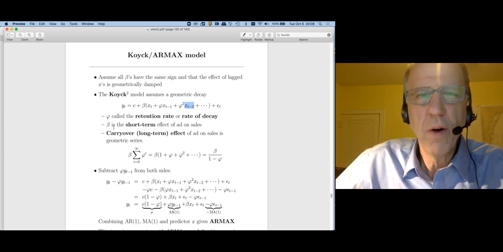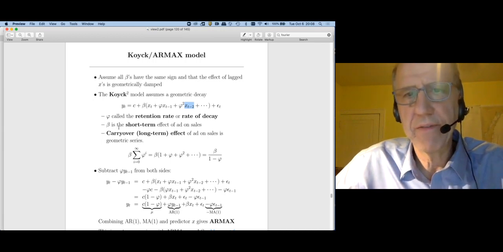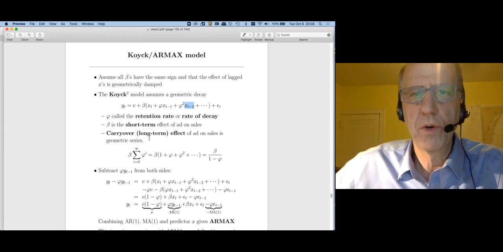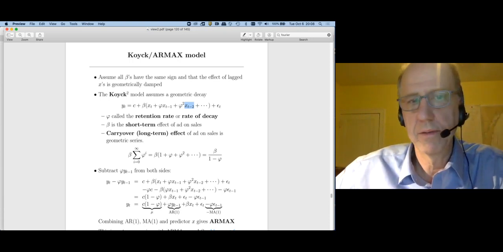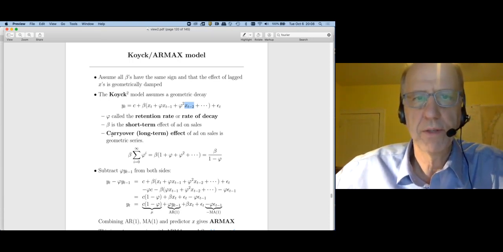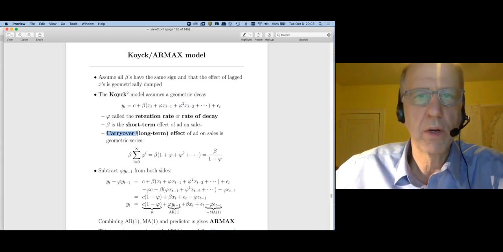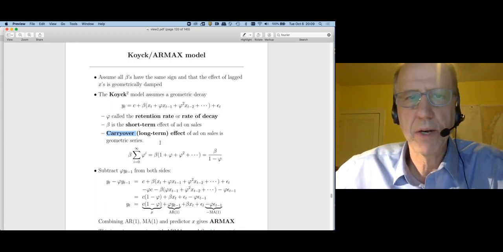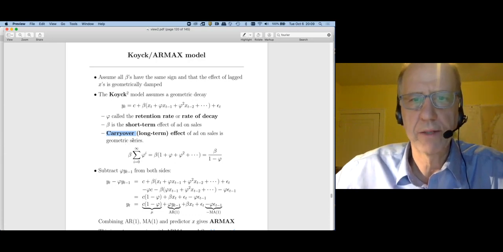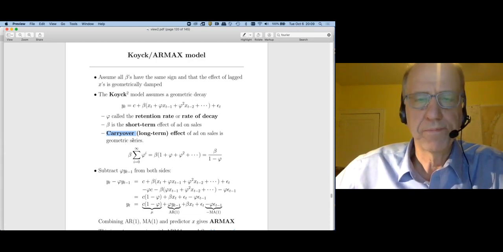And we can call beta the short-term effect of advertising on sales, although we're usually more interested in a different effect, namely what we call a carryover effect. So this has to be interpreted relative to all these previous advertising effects, and we're going to try to bake that into this carryover effect. So let me go over that now.